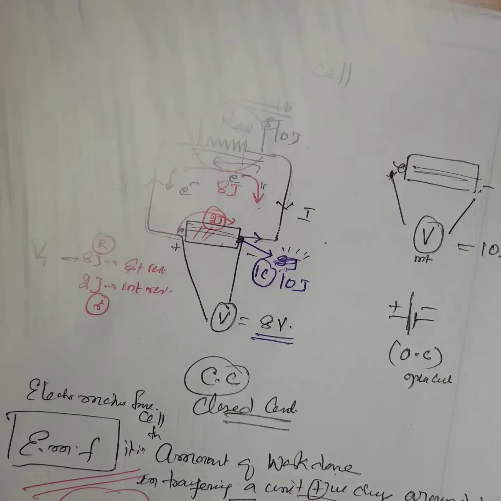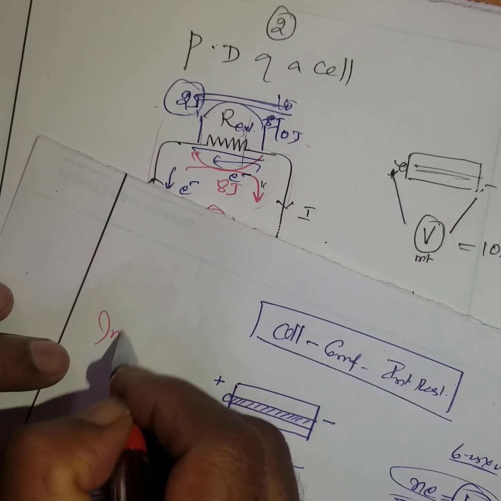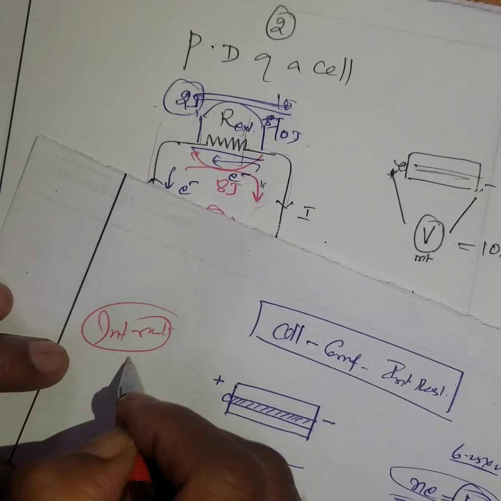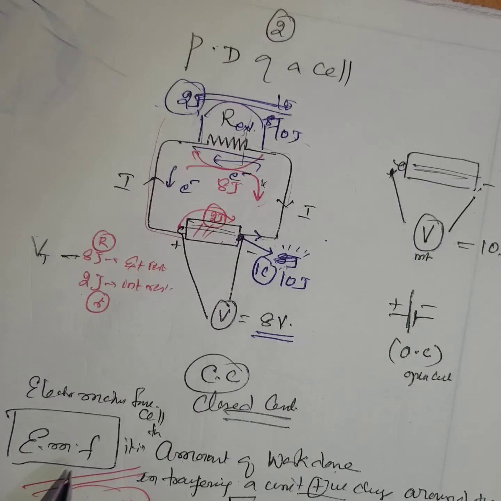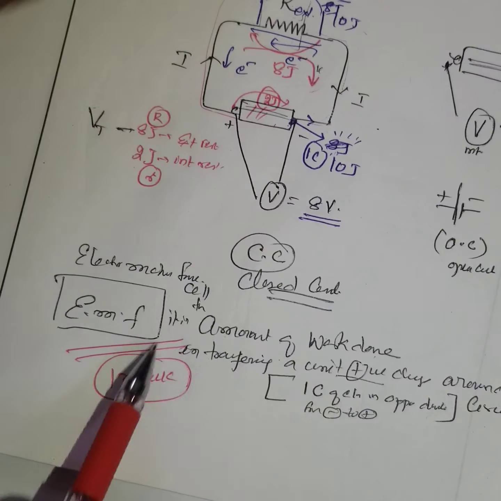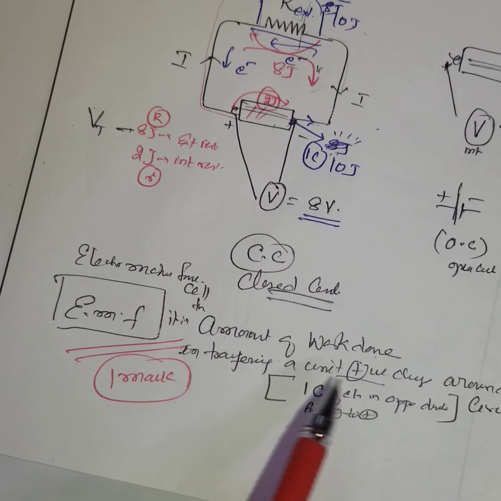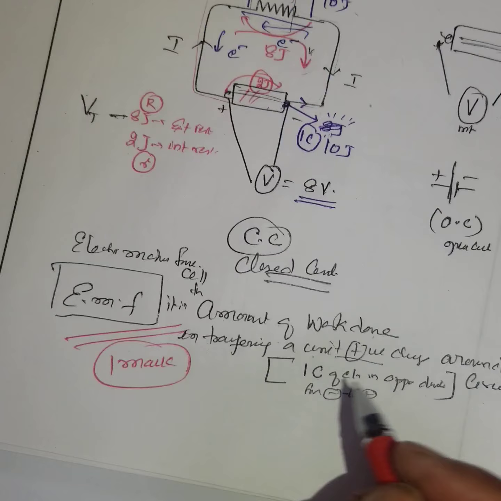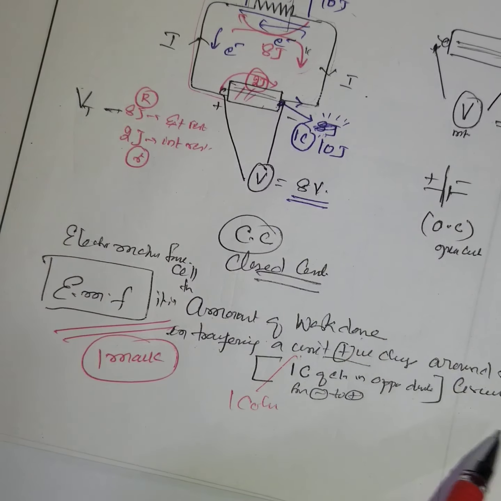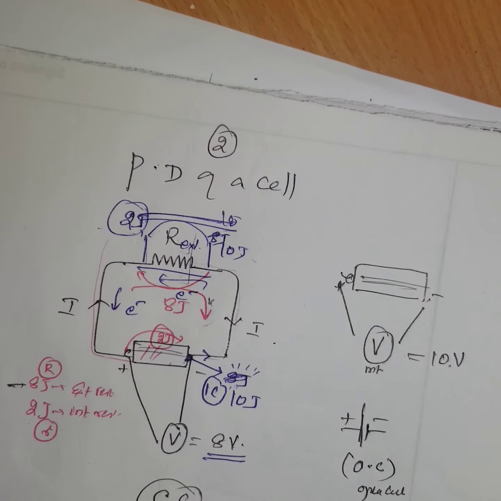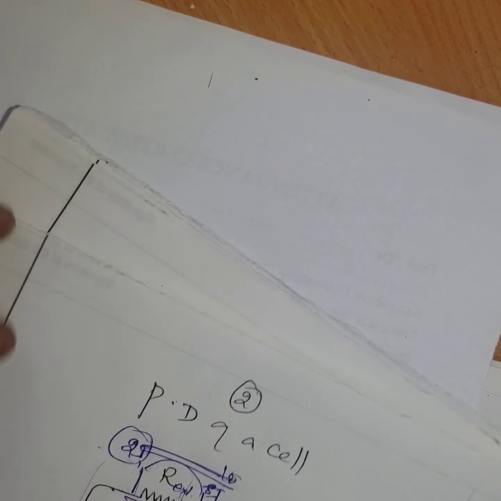What is internal resistance? 1 mark, you know. Now what is electromotive force? 1 mark. It is the amount of work done in transferring a unit positive charge or 1 coulomb of charge around the circuit. Over. Then what is the terminal potential?